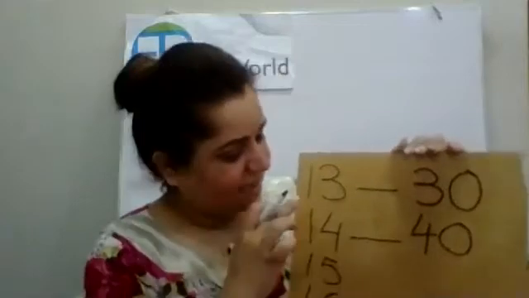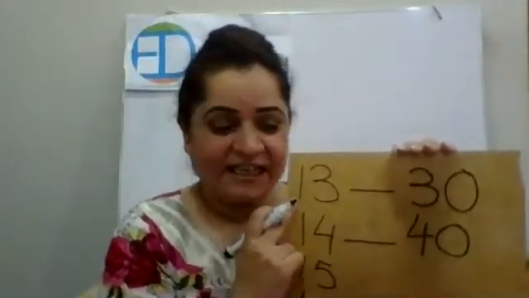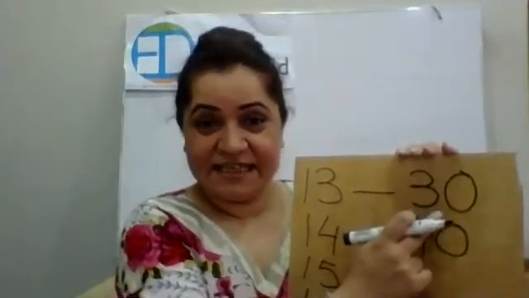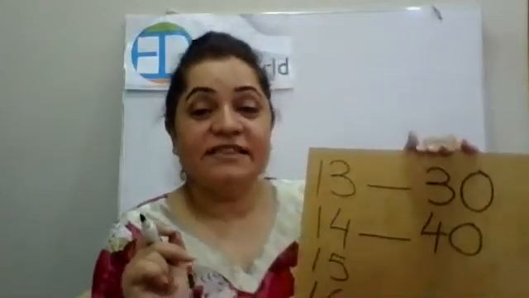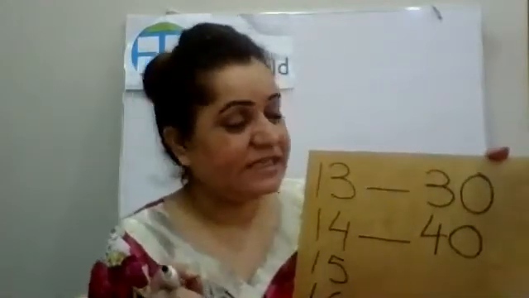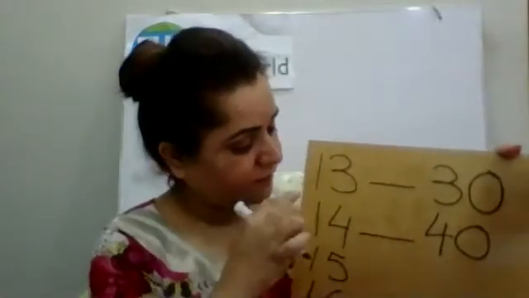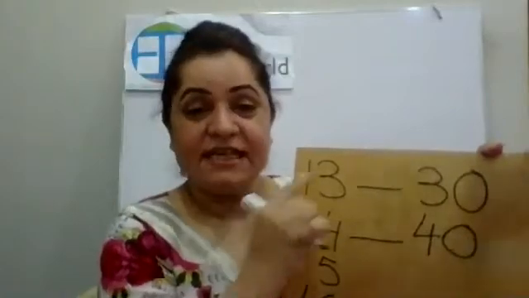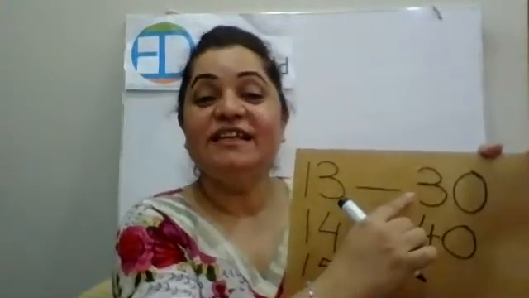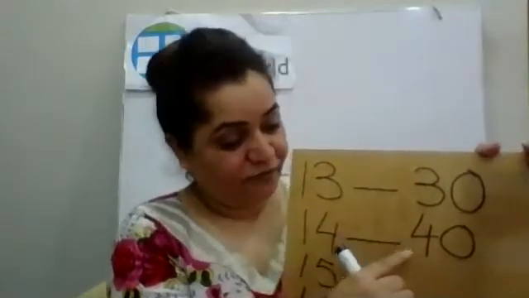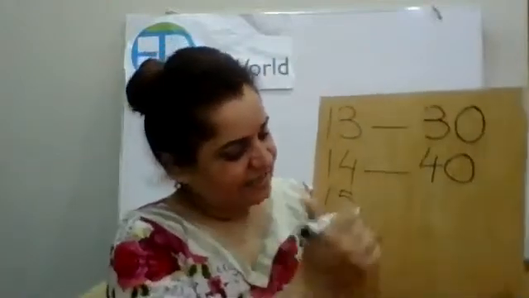Now what is this teen number? This is 13. And what is this? This is a T-Y number, we say ty. This is a ty number. This is teen number 13 and this is 30. 40, 40. Yes.